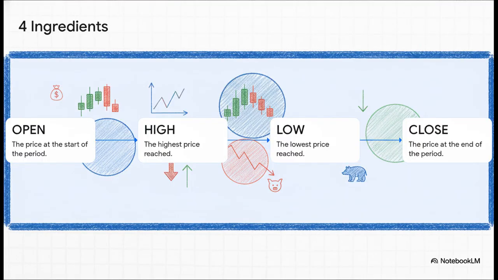And here's the cool part. Every single candle, no matter how weird it looks, is made from just 4 key ingredients. That's it. You've got the open, the price at the very start, the high, the absolute highest point it reached, the low, the lowest it went, and the close, the final price when the time was up. These 4 data points, open, high, low, and close, are what give every single candle its unique shape and story.